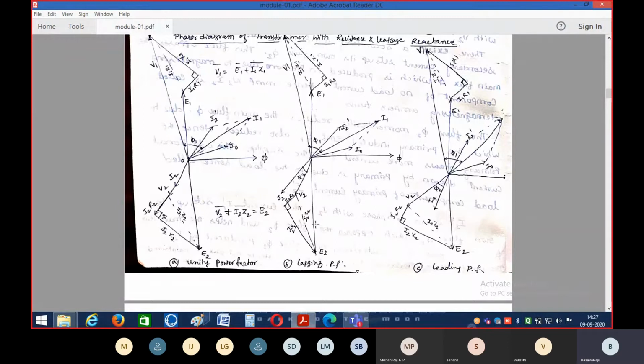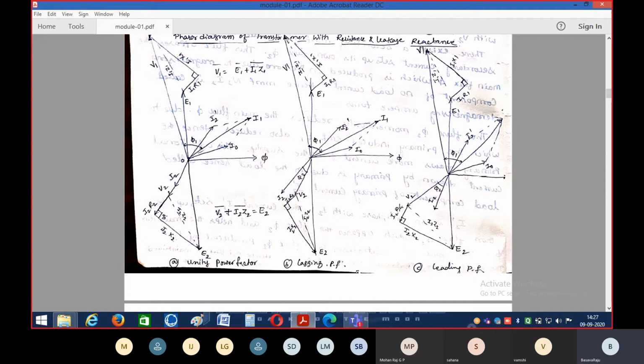E1 phase here we will get, which I have reversed, and that is equal to minus E1, which I have represented here. This is minus E1. And with respect to E2, this is V2. Since we are discussing the case of lagging power factors, lagging power factor is possible only in the case of inductive loads.